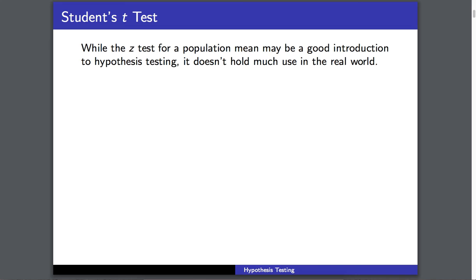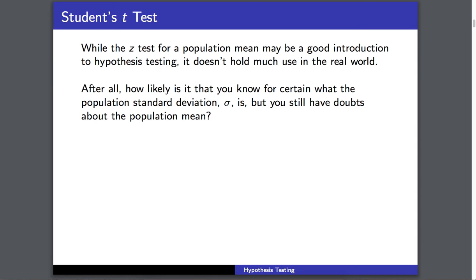So, while the z-test that we looked at in the last section for a population mean may be a good introduction to hypothesis testing, it unfortunately does not hold much use in the real world. The reason is that most of the time when we're looking to test what the population mean might be, it's very rare that we know for absolute certain what the population standard deviation is. It'd be kind of awkward to know for a fact what the standard deviation of the population is, but still not be sure what the population mean is going to be.